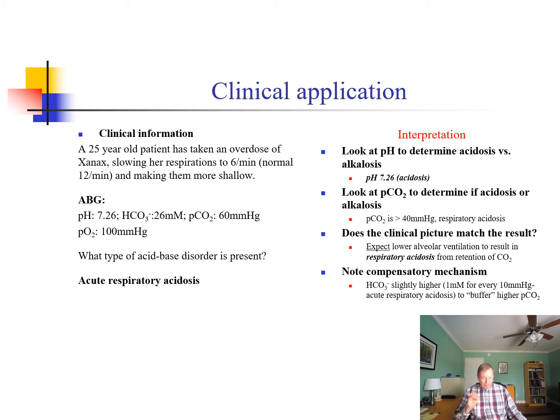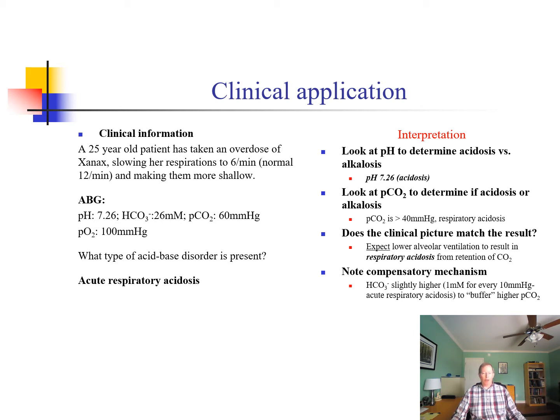But let's talk about some other small details, because I could have a respiratory acidosis which occurs relatively rapidly. That's called acute, or I could have a chronic one, something that developed over a longer period of time. And I noticed that this bicarbonate is slightly higher. It's moving in the same direction as the PCO2 to compensate and buffer this pH so that it doesn't change as much.